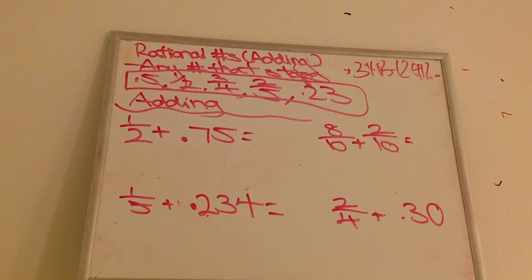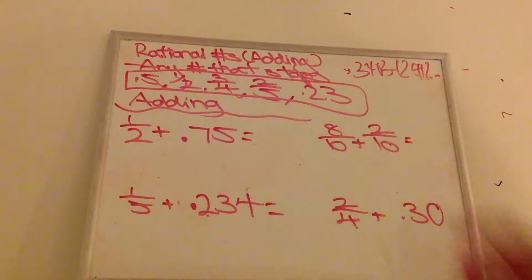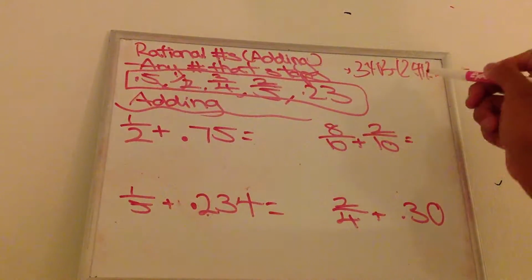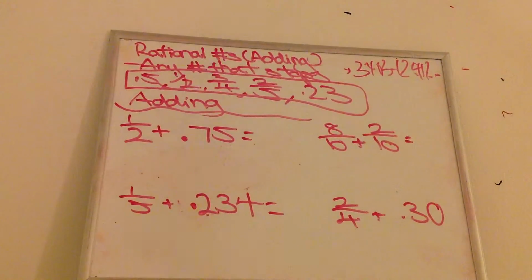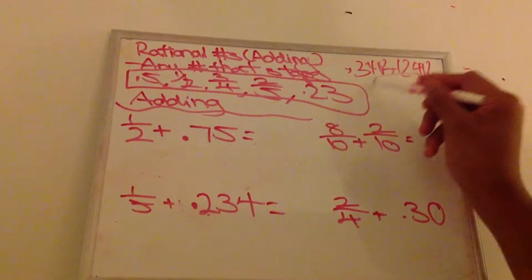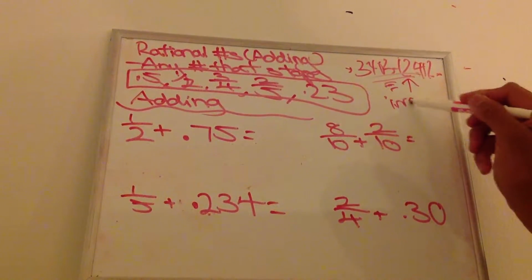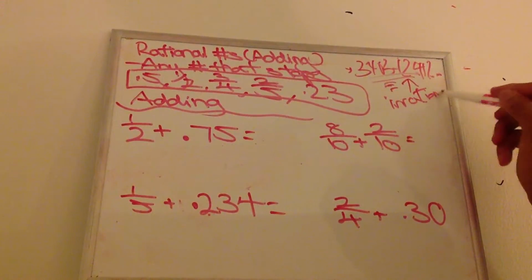Hi guys, today we'll be learning about adding rational numbers and even rational numbers by themselves. So a rational number is any number that stops, like 0.5, 1/2, 3/4, 2/5, or 0.23. It's not a number like 0.340312412, etc., so on, because that number doesn't stop. It goes on forever, and it's called an irrational number, one that does not stop after a while.